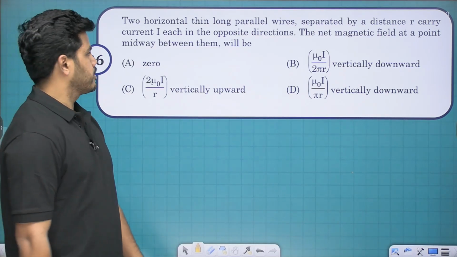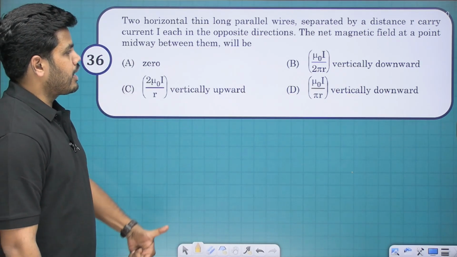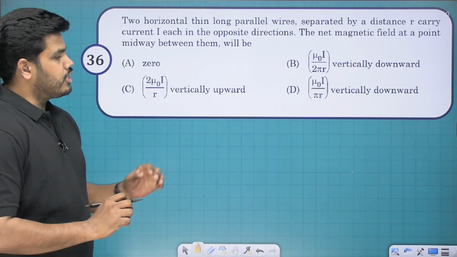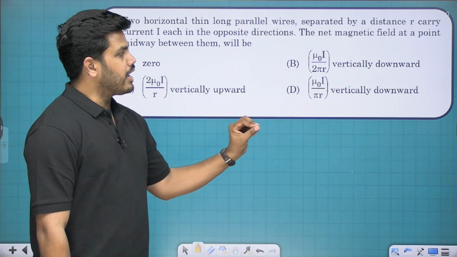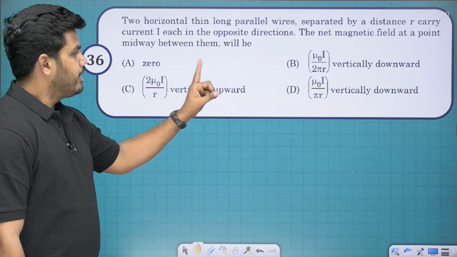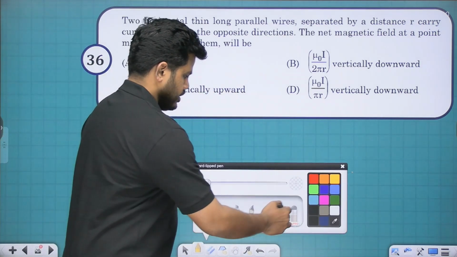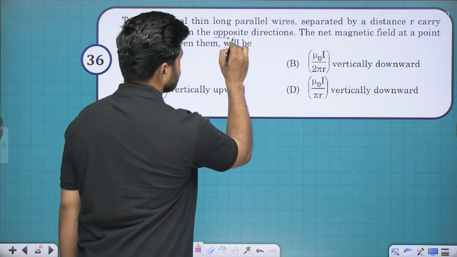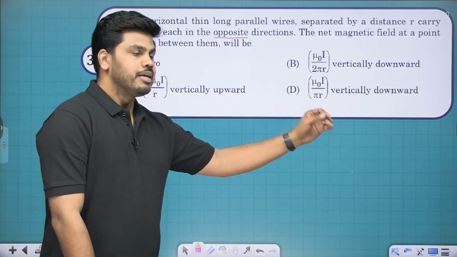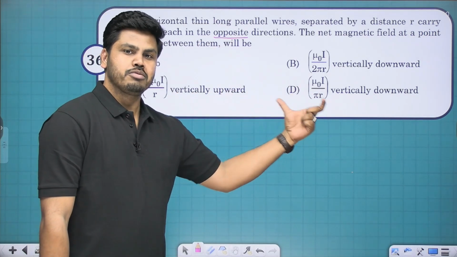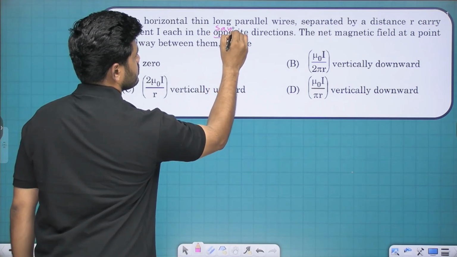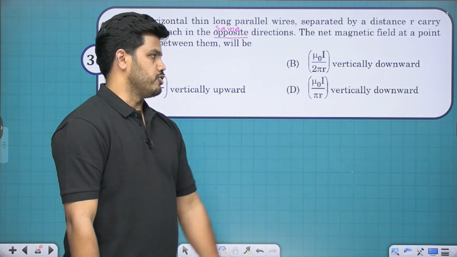Question number 36. Two horizontal thin long parallel wires separated by a distance r carry a current I each in the opposite direction. The net magnetic field at a point midway between them will be. Okay, see, here we have a problem. Either we have to change this opposite into the same direction, then only one of the matching options is available. If you go for opposite direction, none of these options are matching. So let us try with current flowing in the same direction. Okay, yes, so note the change.